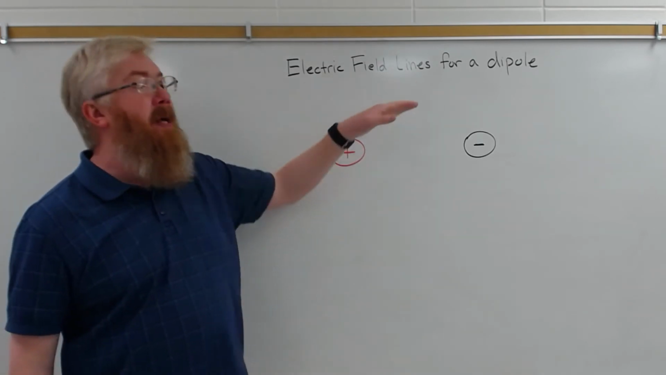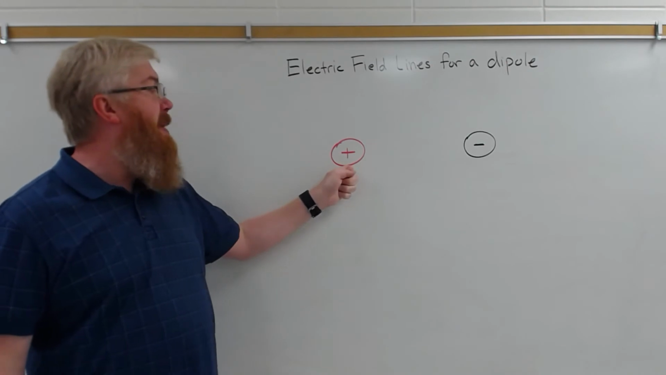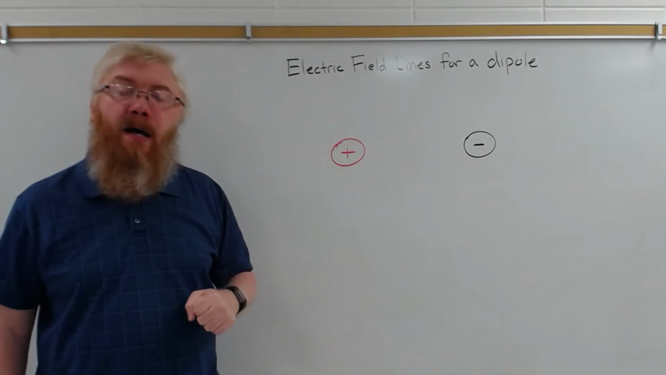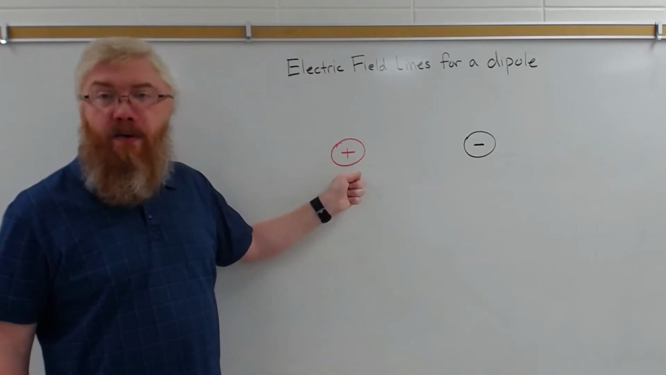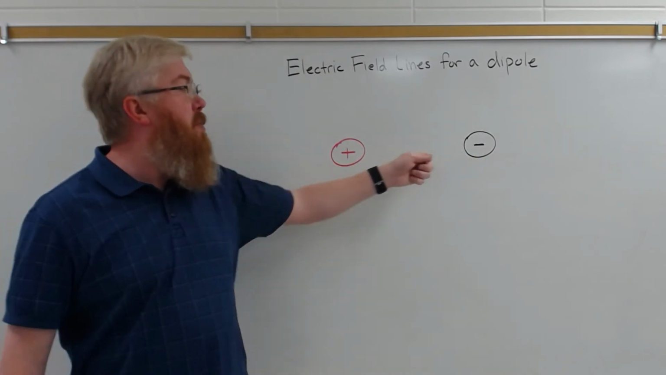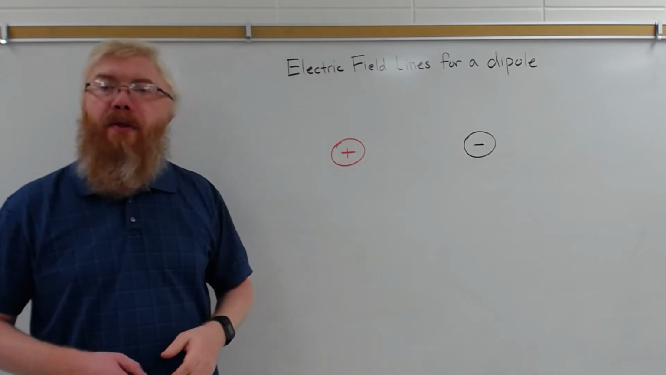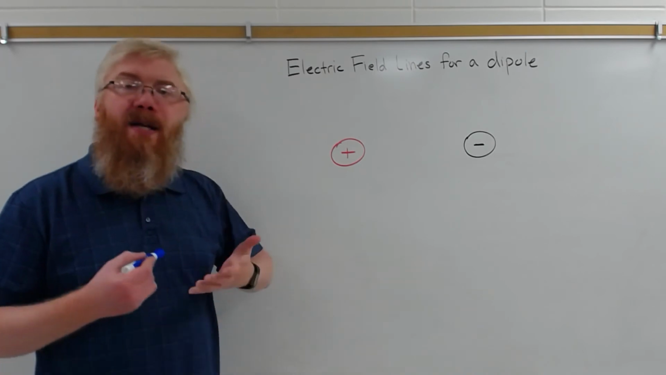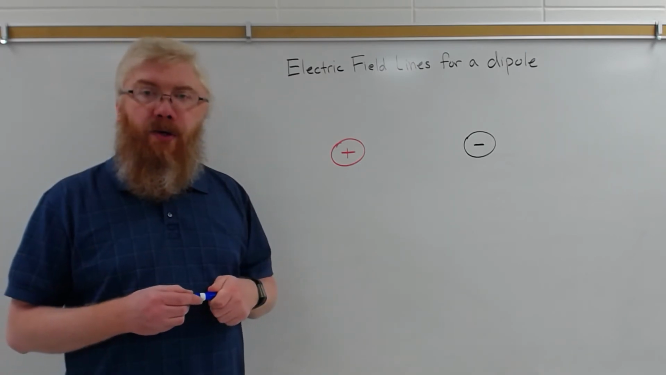A dipole is simply an electric configuration where you have a positive charge and a negative charge separated by some distance, and they're equal magnitude. So this is some charge plus Q, and this is some charge minus Q, and they're the same. Plus 1 coulomb, minus 1 coulomb, plus 10 coulombs, minus 10 coulombs. They're the same charge, equally spaced. So let's look at what the electric field would look like around these 2 objects.